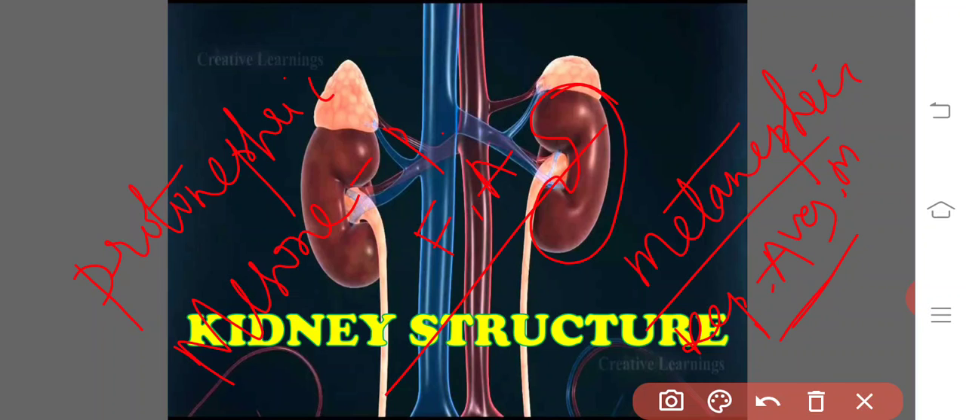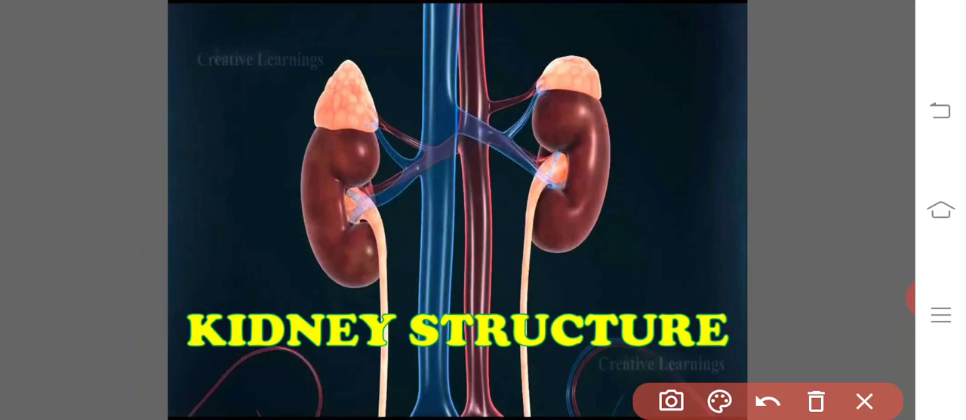Then coming to the location, where actually they are located in the body of human beings. They are located on either side of the vertebral column, in the abdominal region, between the dorsal abdominal wall and the parietal peritoneum. And one more important thing we have to discuss here is that these kidneys are known as the retroperitoneal organs.